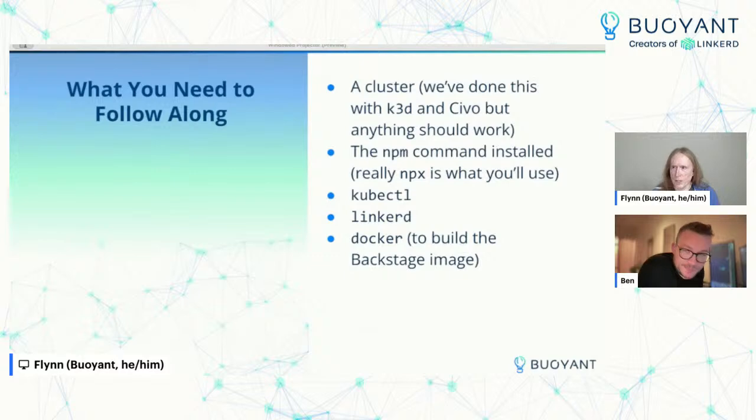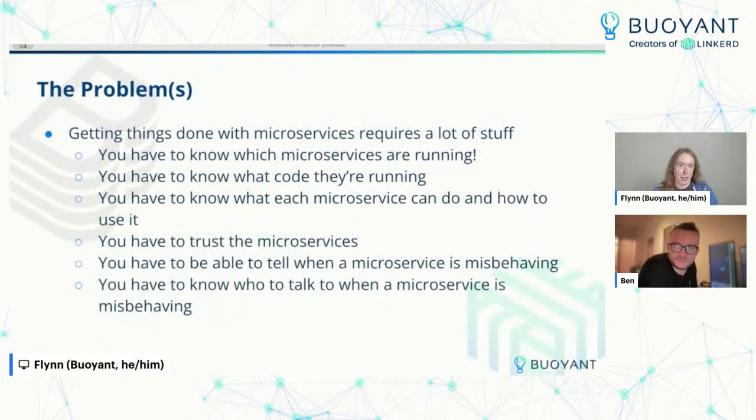So off we go. With that, let's talk a little bit about the problems that led to this whole internal developer platform thing. If you want to get things done with microservices, there are a lot of things that you have to know about them. You have to know which microservices are running, which sounds simple, but if you're in a large organization, it might not be. You have to know what code they're running, or at least what their API is like. You have to know what each of these microservices can do. You have to know how to use it. You have to be able to trust that the one you're talking to is really the right thing. You have to be able to tell when one of them is misbehaving. You have to know who to talk to if one of them is misbehaving so you can get it fixed. This is a lot of stuff.